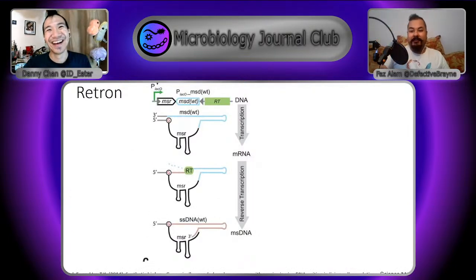Excellent. Okay, so moving on to the Retron. This is a picture of what the Retron is. It has three genes attached to it. There's the MSR gene.